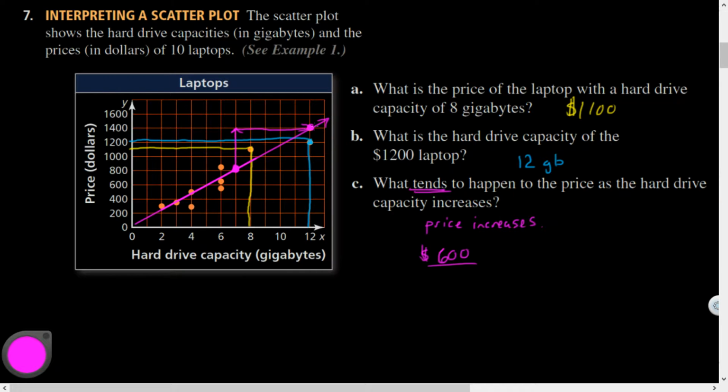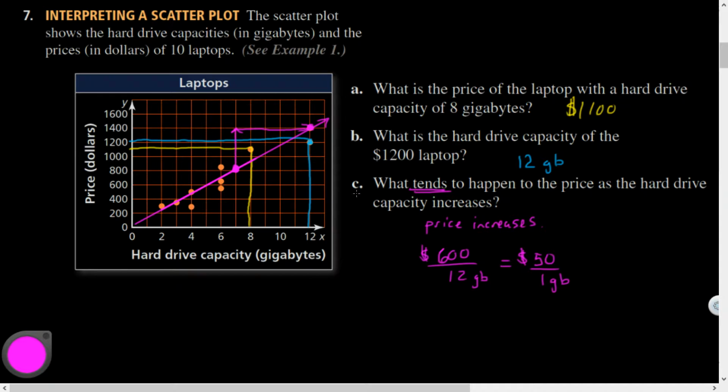And then horizontally, what's this moving by? So this is 7, 8, 9, 10, 11, 12. 600 over 12 gigabytes. If I simplify that to get the unit price, I get $50 per 1 gigabyte. All right. So I think they were probably only just looking for it increases, that it had a positive slope. But I just wanted to point out we could actually more specifically figure that out.